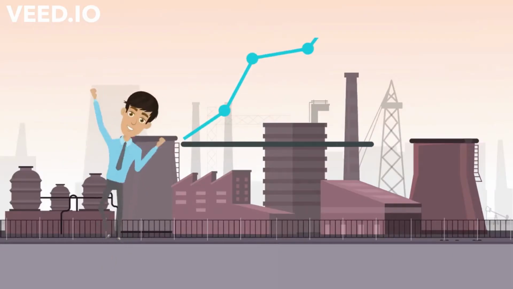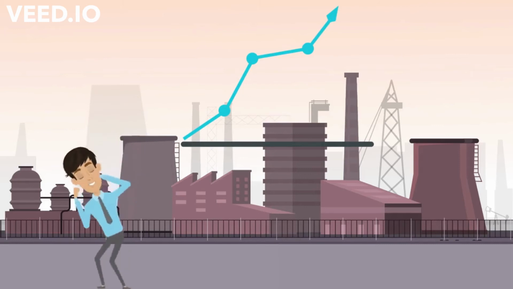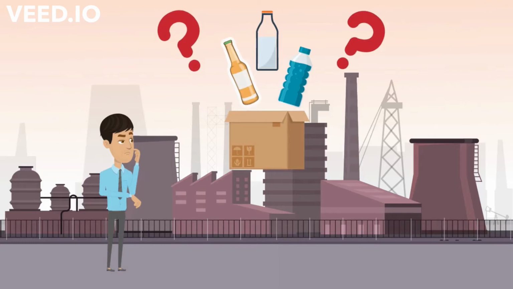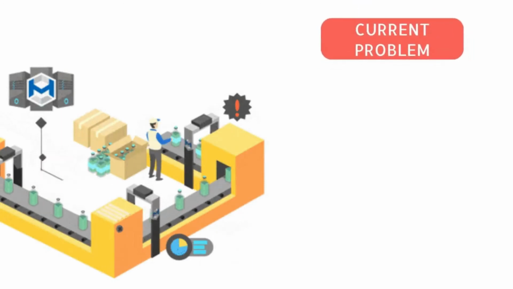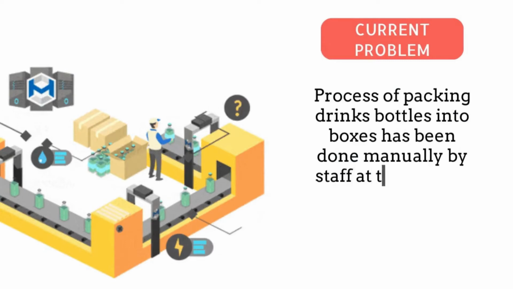A drinks manufacturing company has recently seen an increase in bottled drink sales, encouraging them to produce more beverages. Currently, the process of packing drinks bottles into boxes has been done manually by staff at the factory. However, this method will no longer be suitable for the company given the increase in drinks production.